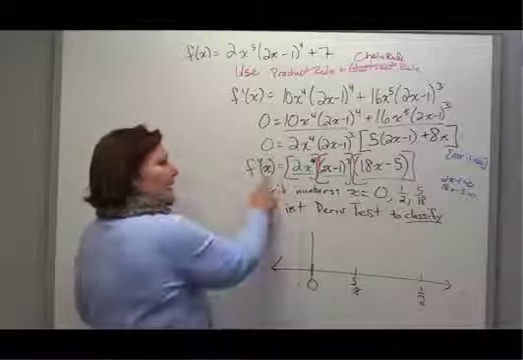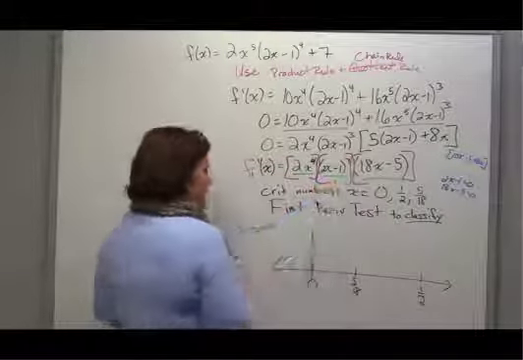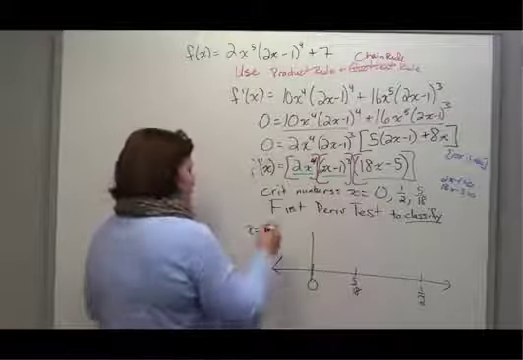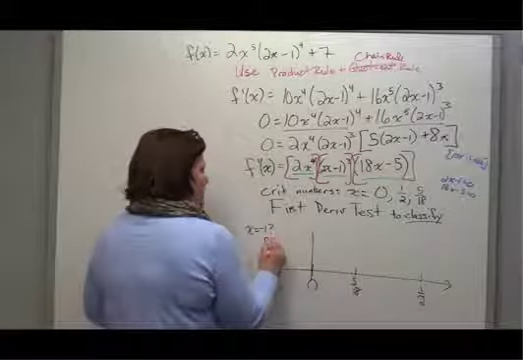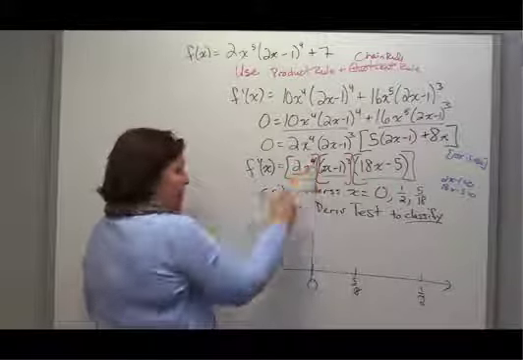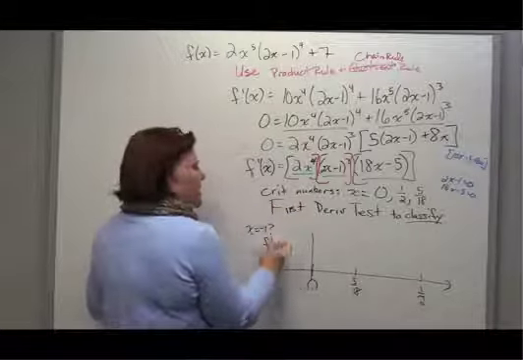So if I plug in -1 into each of these pieces, is it positive or negative? And I'm looking at f prime, so I'll label that. And when I plug in -1 here, because it's to the 4th power, that ends up being positive.